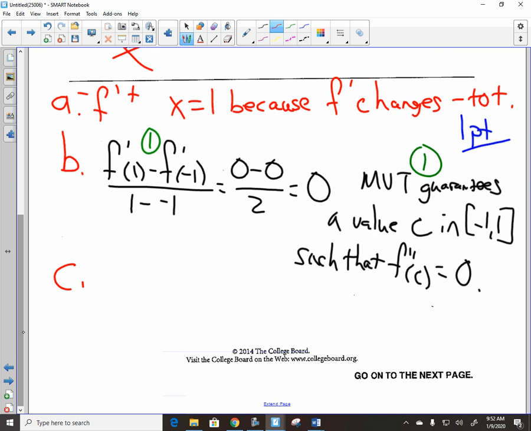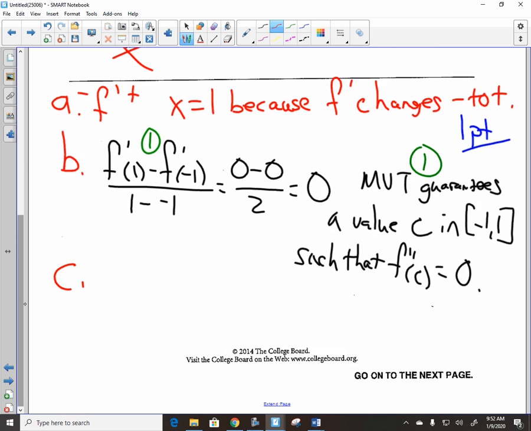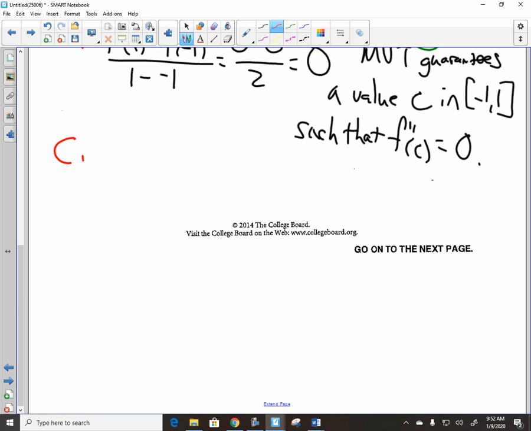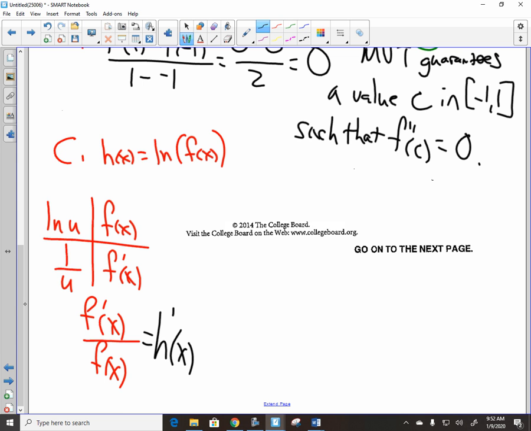Letter C in this situation, I really like this problem. It says that h of x is equal to the natural log of f of x, and you're trying to find h prime of 3. So if h of x is the natural log of f of x, and trying to find the derivative, you need to use the chain rule. You have the natural log of u, and you have f of x. Derivative of natural log of u is 1 over u. Derivative of f of x is f prime of x. So you have f prime of x over f of x. That's the derivative, equal to h prime of x. And if you got that correctly, you get 2 points for that.